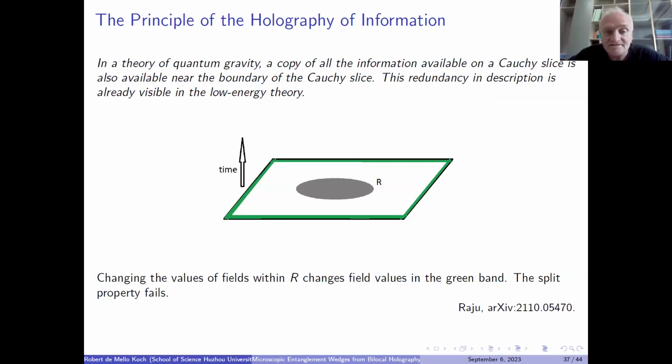Another thing that this tells you, and this shows you how different things are to quantum field theory, if you consider some region R located deep in the bulk, and you were to change the values of the gravity fields inside this region R, you would necessarily change the values of fields inside this green band. So in a sense, this is a signal of some redundancy. The degrees of freedom that are sitting inside this region R are not independent of the degrees of freedom that are sitting in this green band in a neighborhood of the boundary.